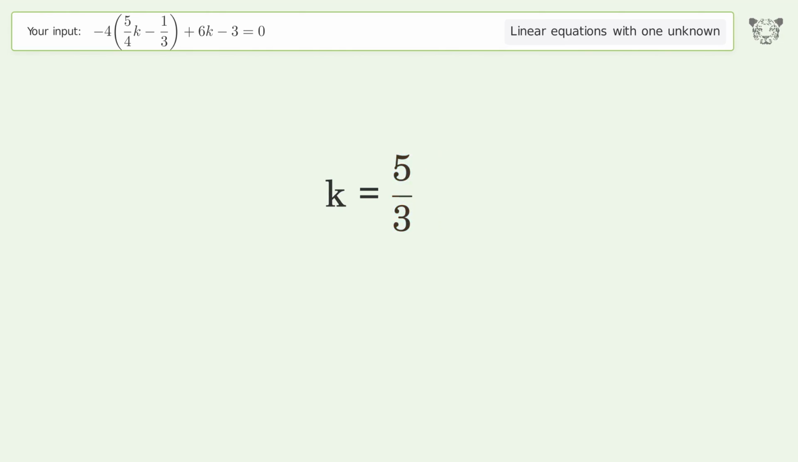And so the final result is k equals 5/3.